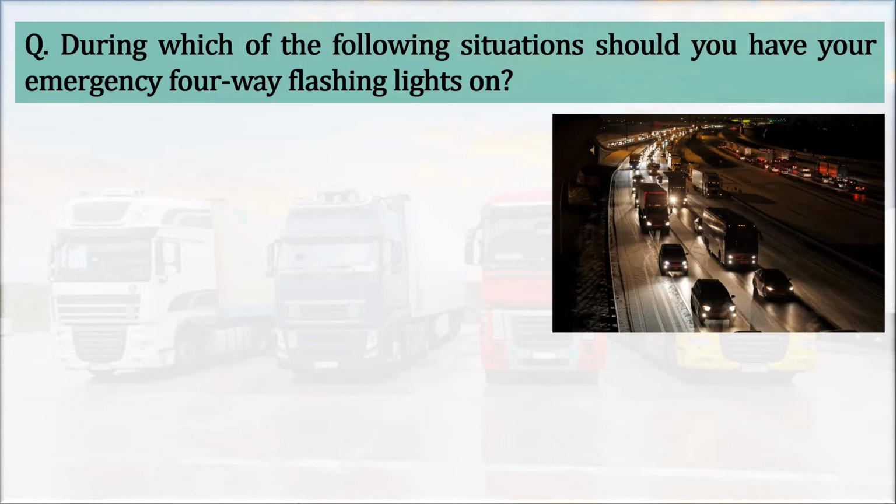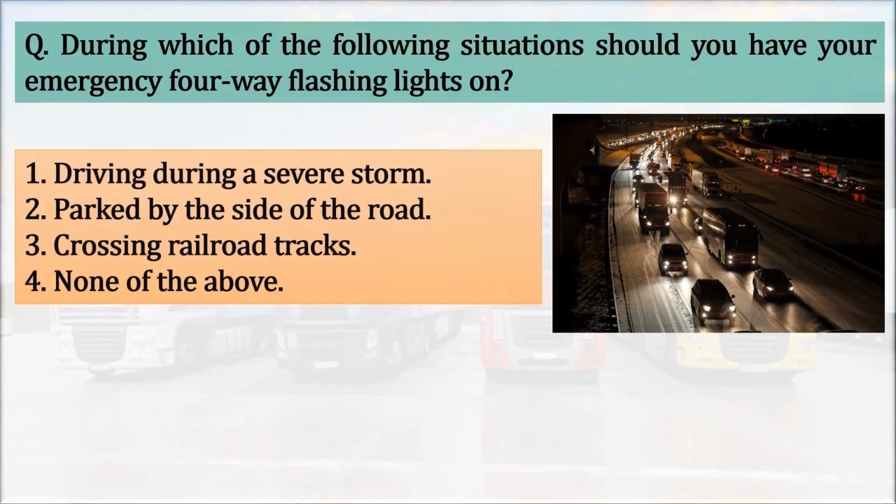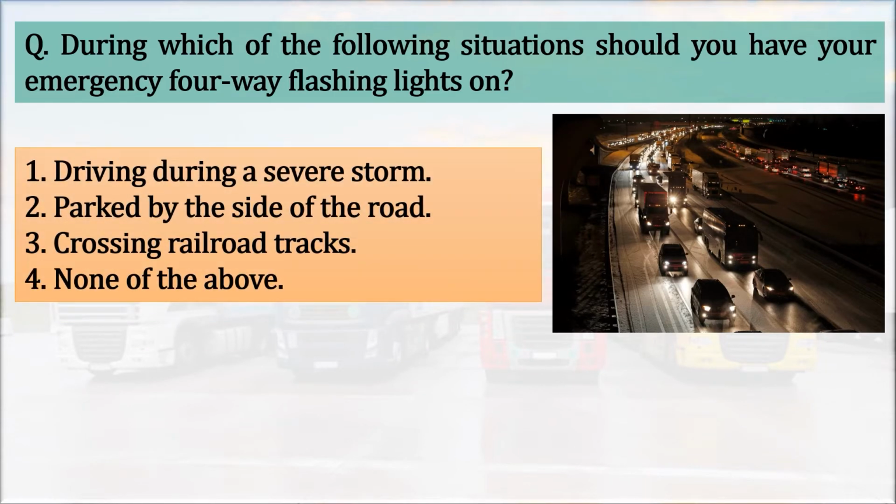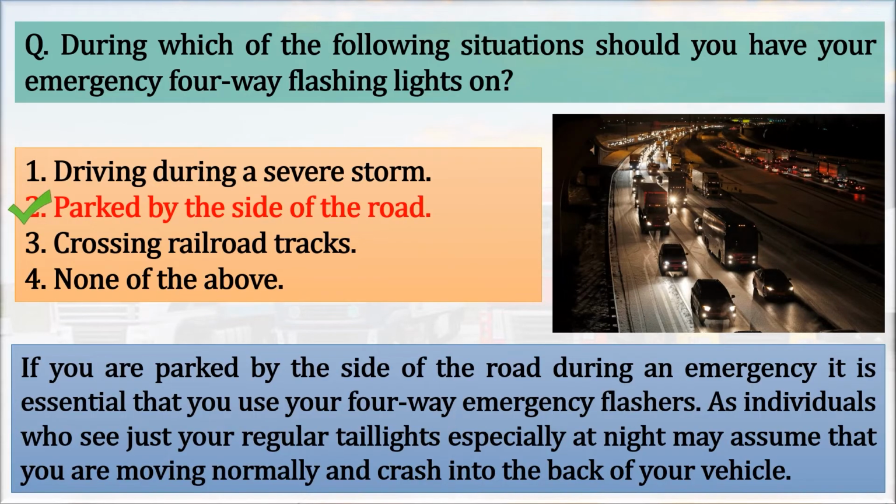Question: during which of the following situations should you have your emergency four-way flashing lights on? Option number 1, driving during a severe storm. Option number 2, parked by the side of the road. Option number 3, crossing railroad tracks. Option number 4, none of the above. The answer is option number 2, parked by the side of the road.